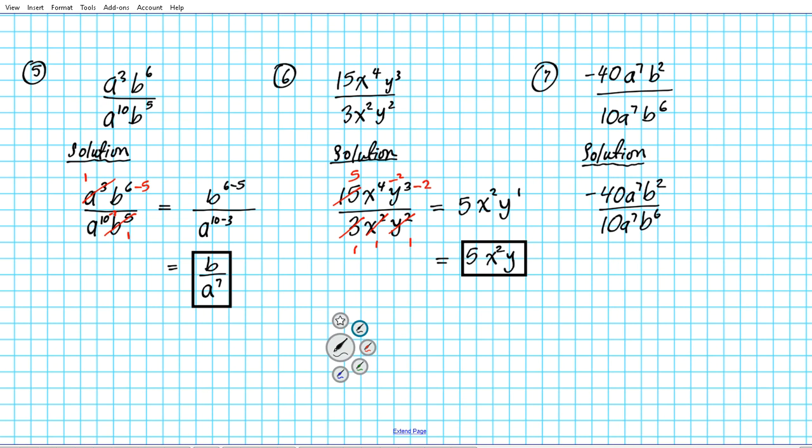All right, so we're going to divide the coefficients first. So let's see what happens. 10 goes into 40 4 times. So you can divide the numerator and the denominator by 10. So 10 goes into 10 once. 10 goes into 40 4 times.